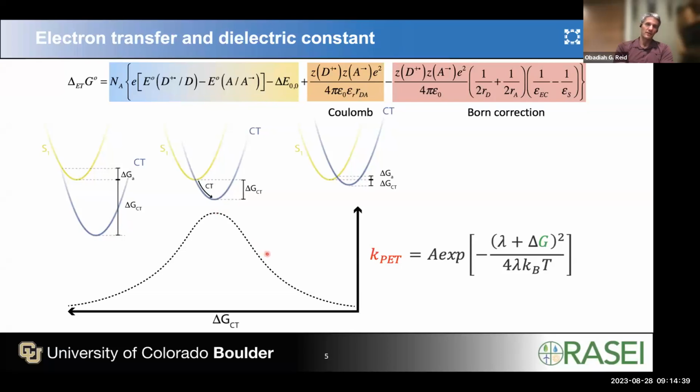If you're too low, the rate constant gets small, but also very counterintuitively, if you make that driving force, that Gibbs energy change, too large, then the rate constant starts to decline. And the reason for that inverted regime is that when you start driving this energy of your charge transfer state too low, you start to build in this activation energy, which is not present when you're at the optimal driving force.